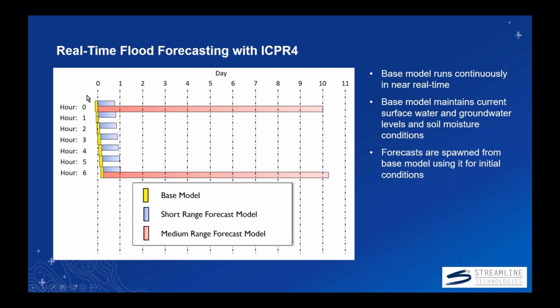So imagine that we have our model set up, we run a base model with the real-time data, and that just keeps running. Every hour we get a chunk of data in, we run the model for an hour. The next hour comes, we run the model for an hour. The base model is used to establish initial conditions for any forecast that we want to generate. So we keep track of groundwater levels, surface water levels, soil moisture conditions, and things like that. When a forecast comes in, we then spawn it off the base model. We're using the base model for the initial conditions, and then we project out based on the forecast data.